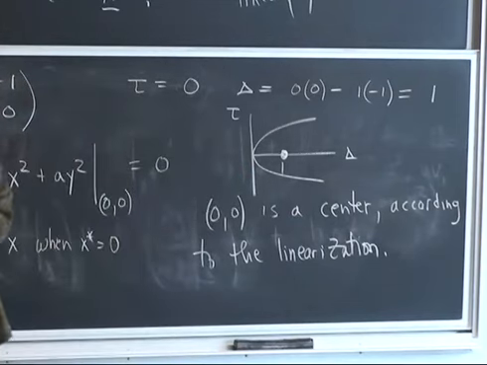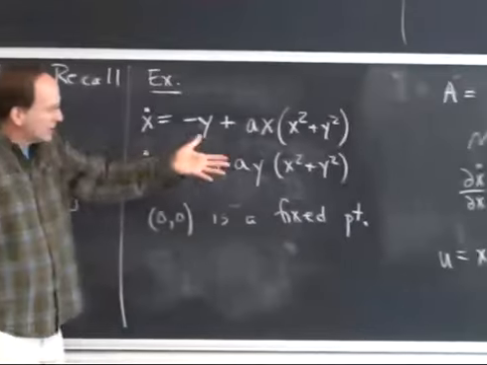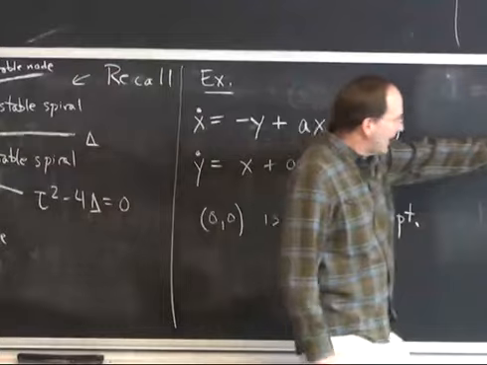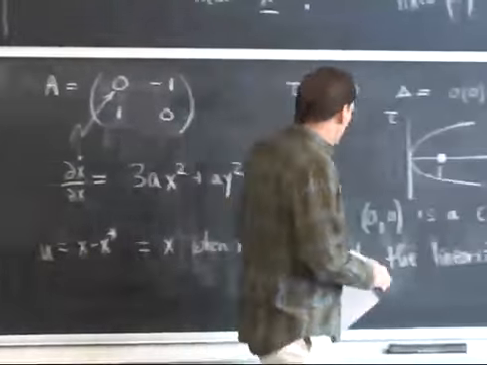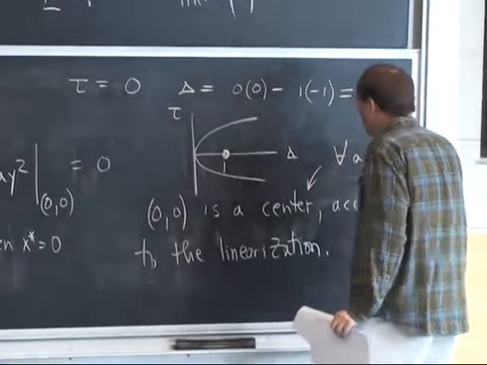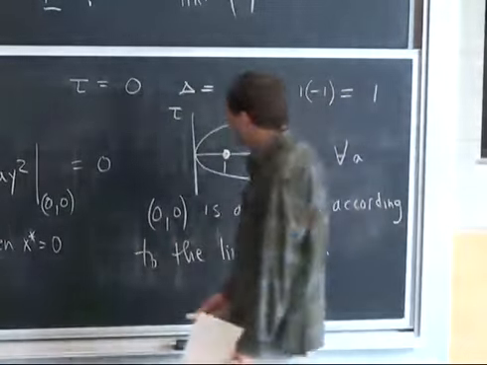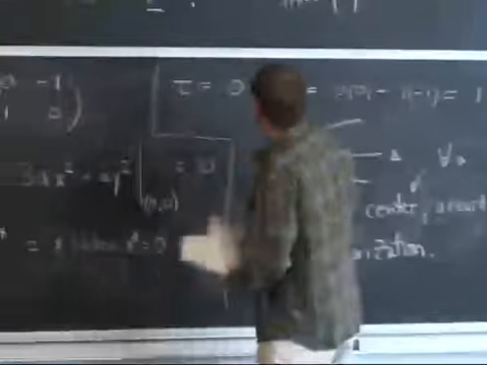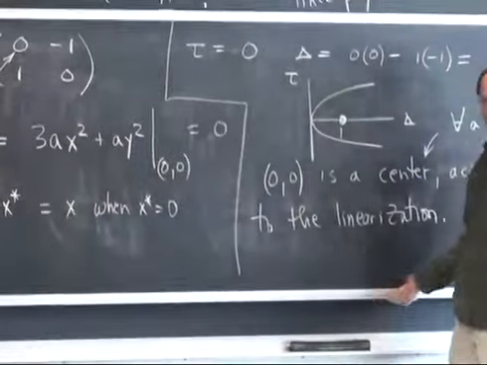Now, in fact, that is not really correct, except if we're very lucky and a happens to be 0. Remember that there's a parameter here, a. According to the linearization, this thing is a center for all values of a. The linearization doesn't even see little a. It's not appearing there. So for all a, according to the linearization. That's not going to be right. So let's see what's really going on.